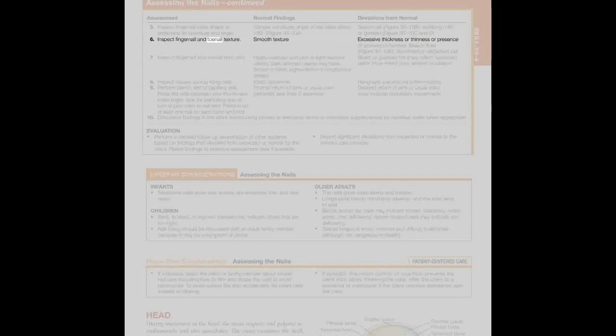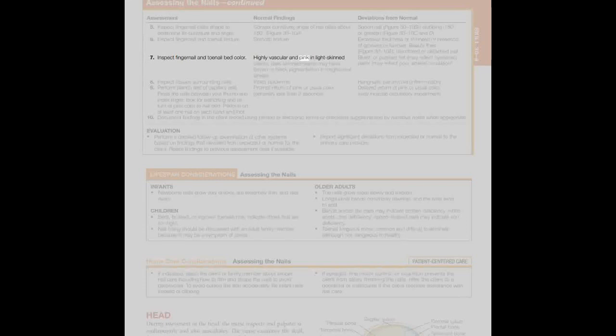6. Inspect fingernail and toenail texture. Normal: smooth texture. Deviations: excessive thickness or thinness, or presence of grooves or furrows, Beau's lines, Figure 30-10E, discolored or detached nail. 7. Inspect fingernail and toenail bed color.